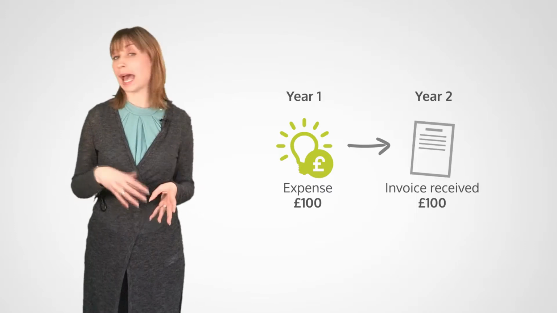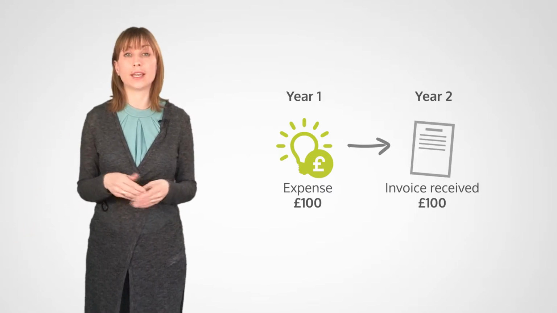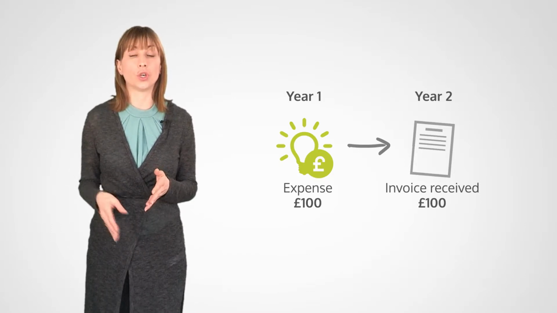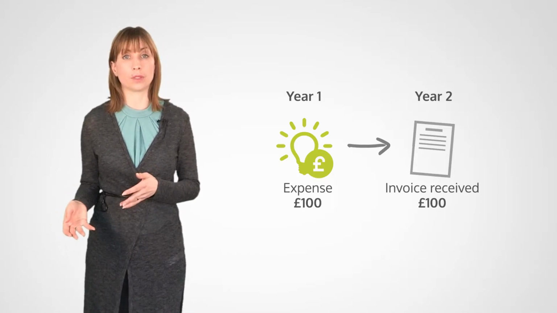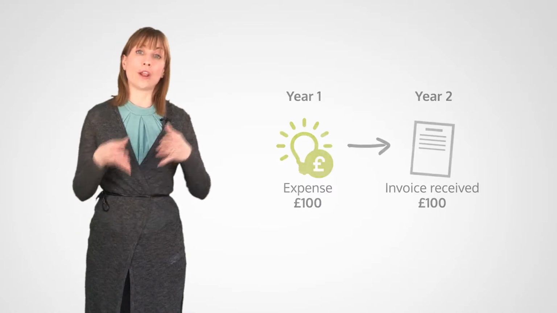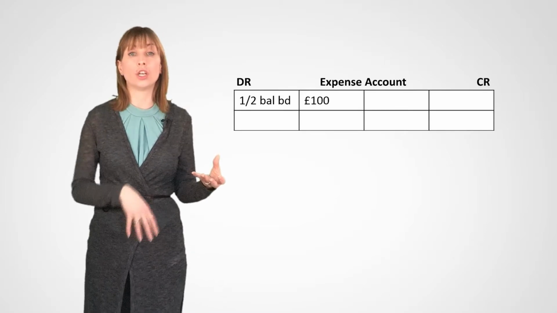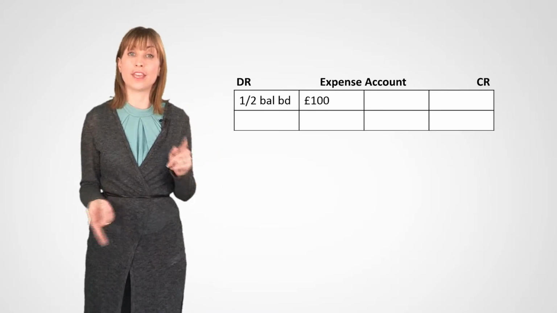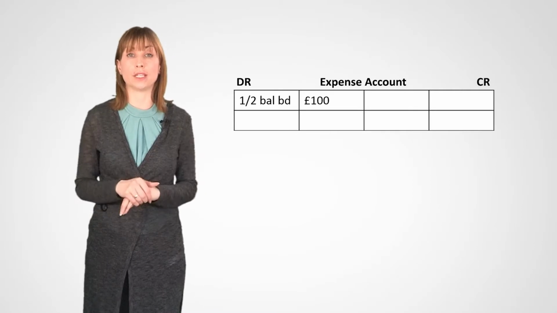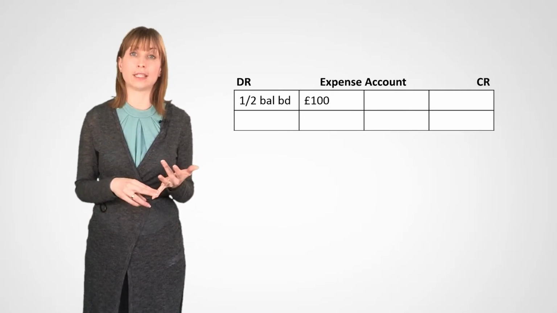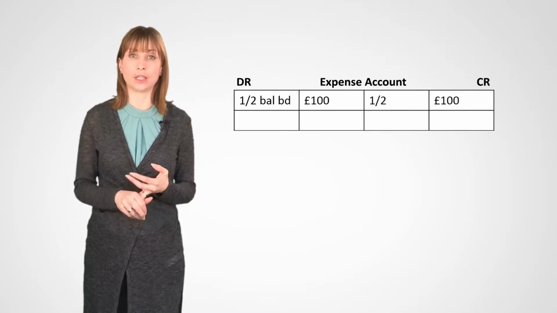So with accruals and prepayments, which we'll see later, at the beginning of the next financial year, we always reverse them out. When an accrual goes into the accounts at the end of the financial year, we debit expenditure and we credit accruals. This time, we're going to do the opposite. So now, to reverse it out, we need to credit the expenditure and debit the accruals.